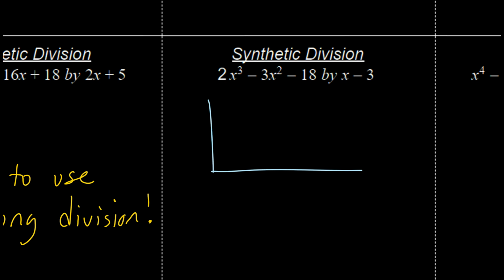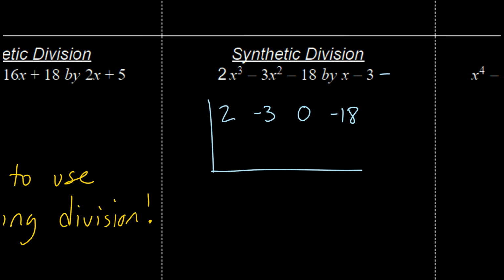Now recognize, on this third problem, we skipped over a variable, right? We went from negative 3x squared to negative 18. We skipped the plain x. So guess what we have to put in our division house? A placeholder. 0. So I have 2, then what do I write next? -3. Then 0, a placeholder of 0. And then -18.